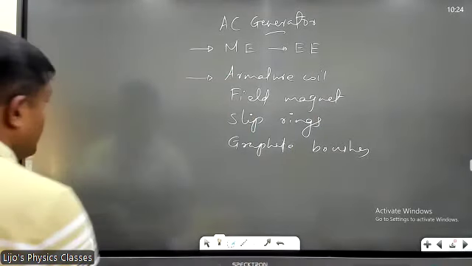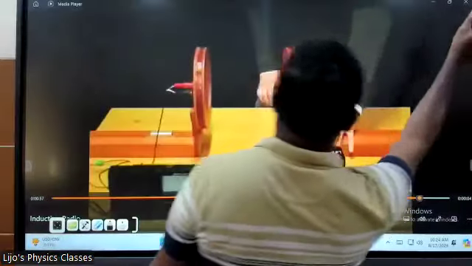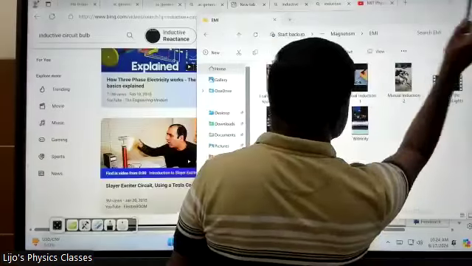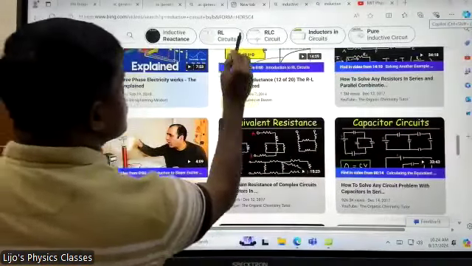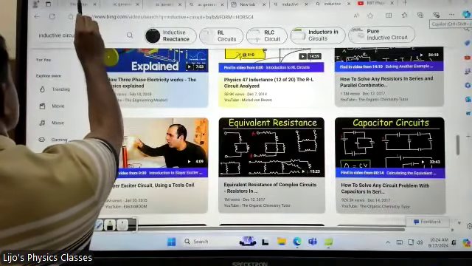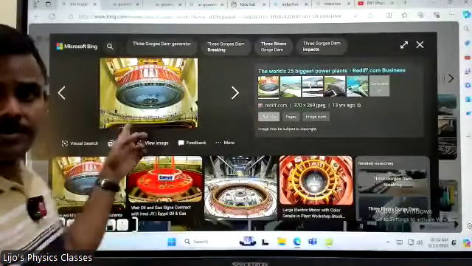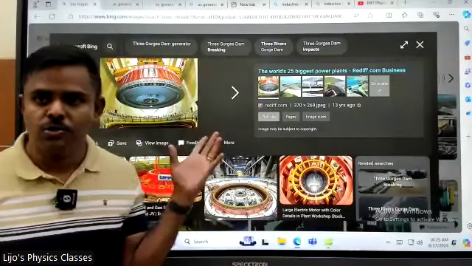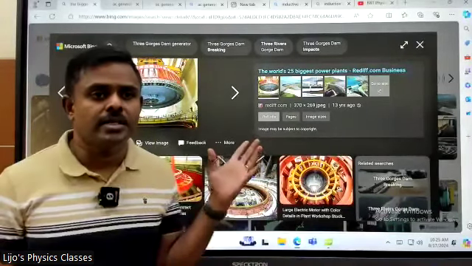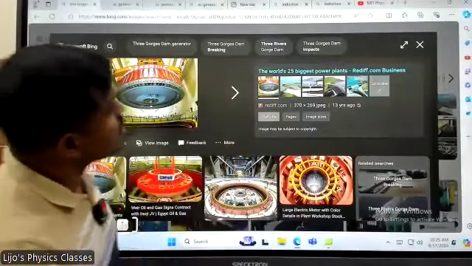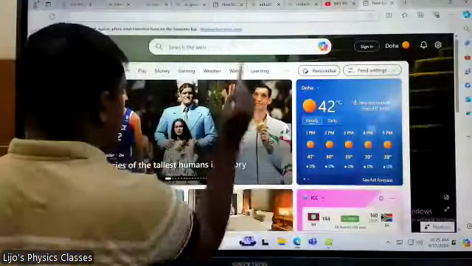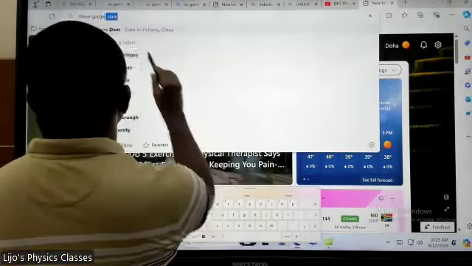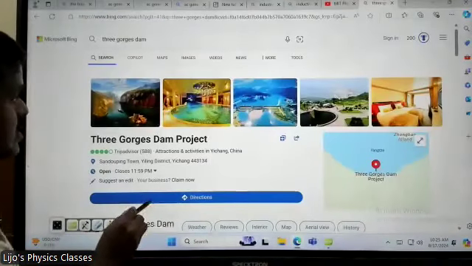And I'll show you the diagram for this. This is the biggest generator. Have you heard about the Three Gorges Dam or the Hoover Dam? Hoover Dam is in the US. Three Gorges is in China. That is one of the largest dams. Three Gorges Dam is the largest dam in the world.